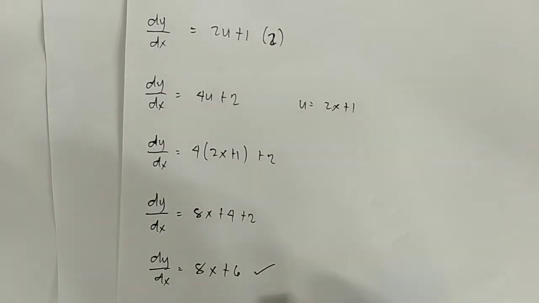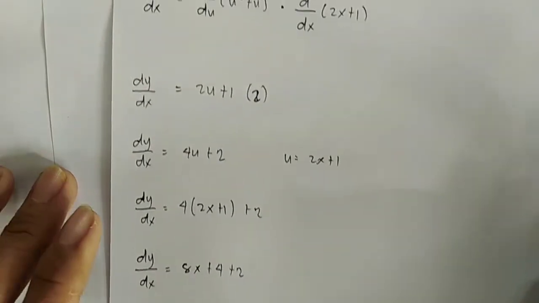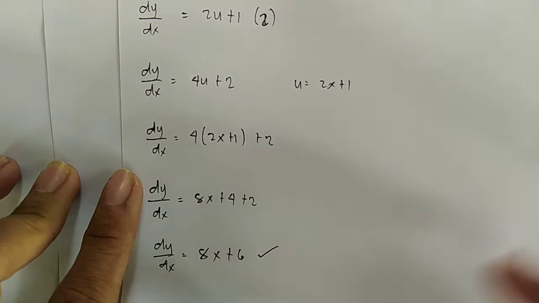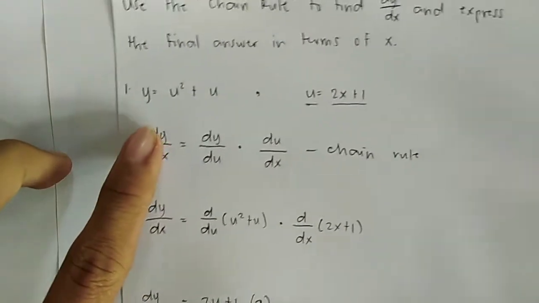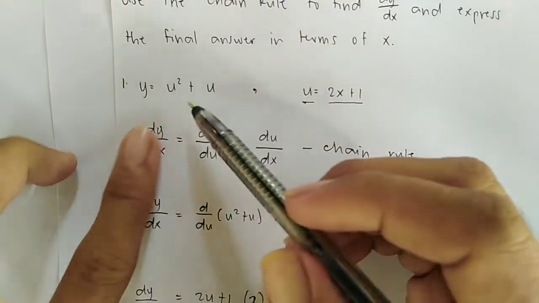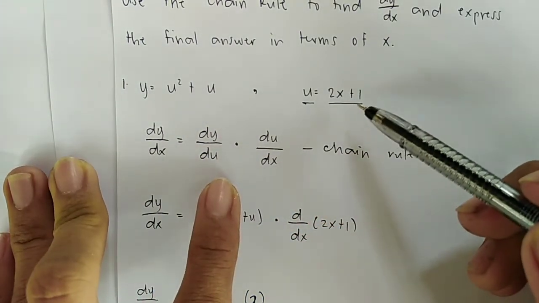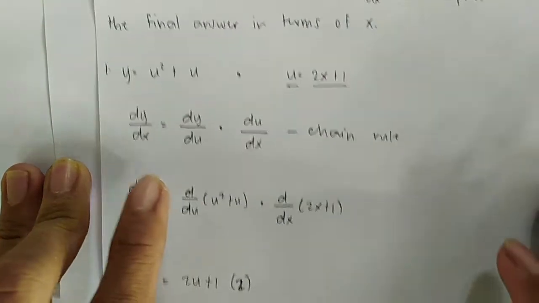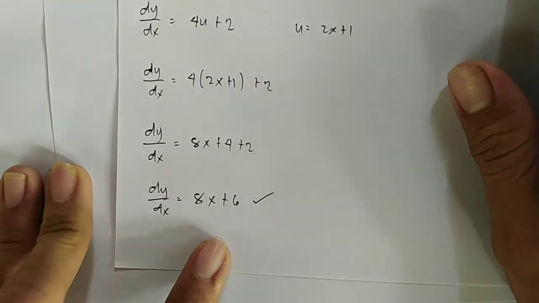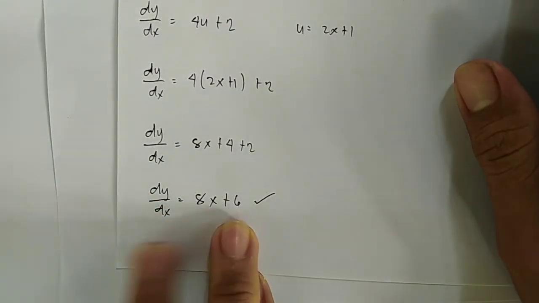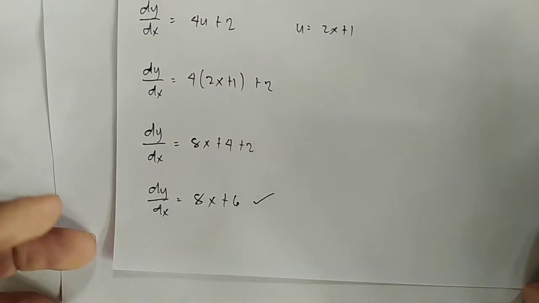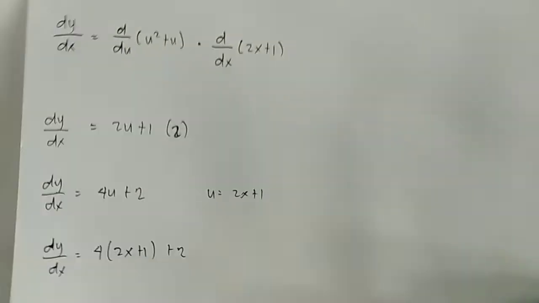So, yung derivative of the function y is equal to 8x plus 6, given that the two differentiable functions are y equal to u squared plus u and u is equal to 2x plus 1. So, yung sagot ay derivative of y is equal to 8x plus 6. So, yan yung sa unang halimbawa. So, dadako na tayo sa pangalawang halimbawa.